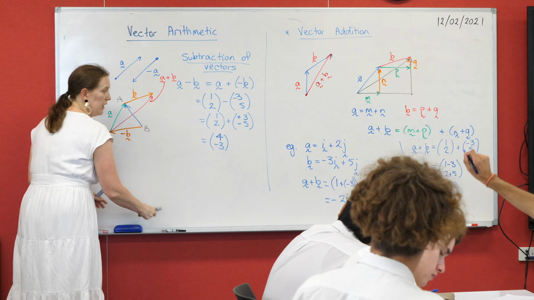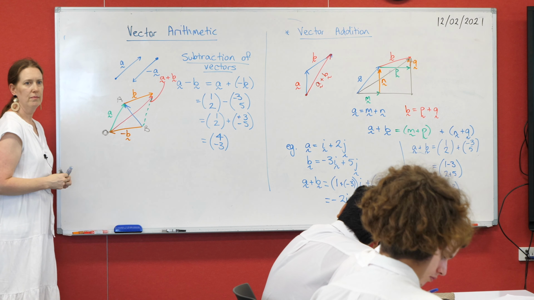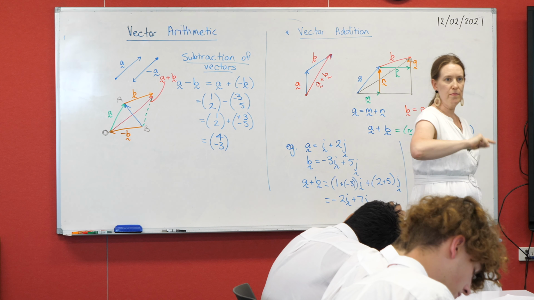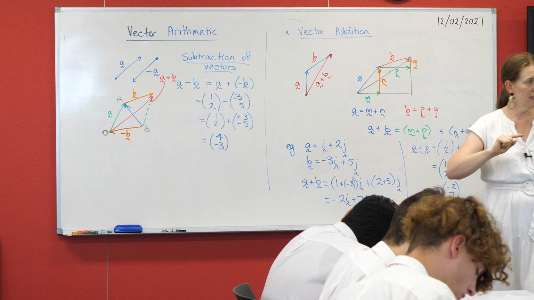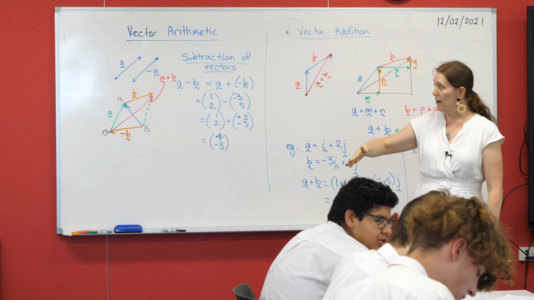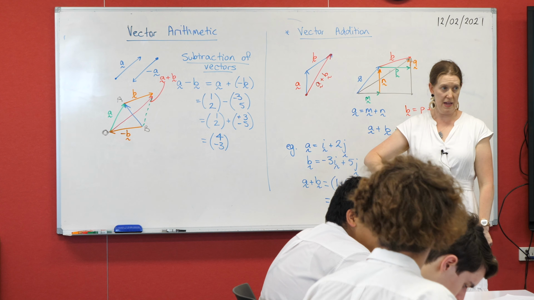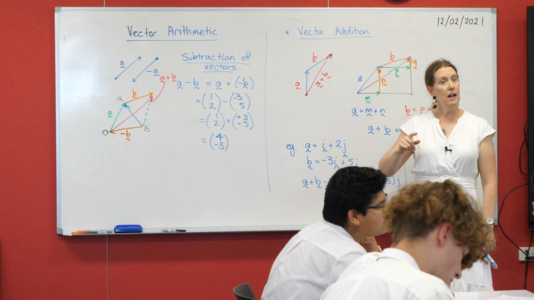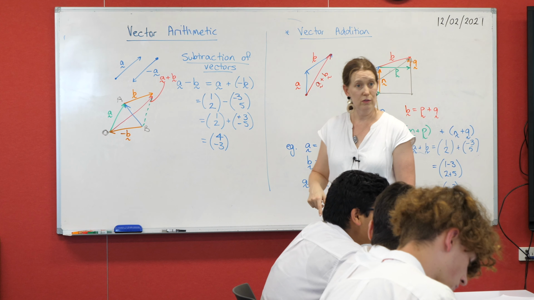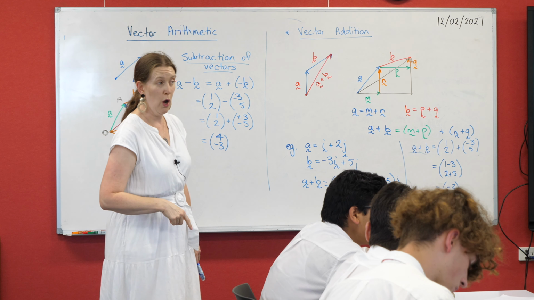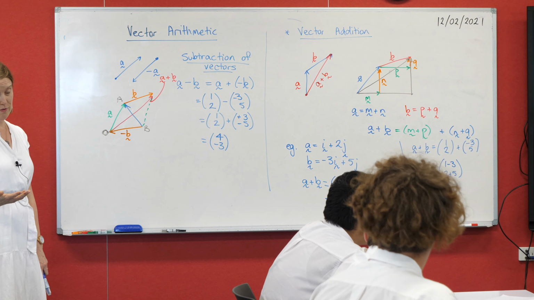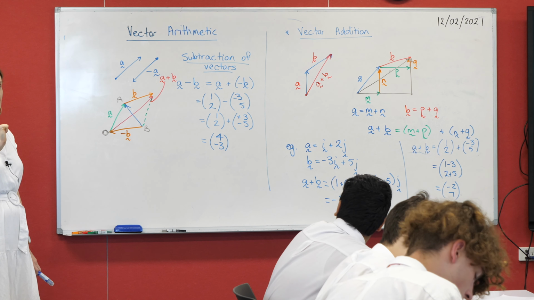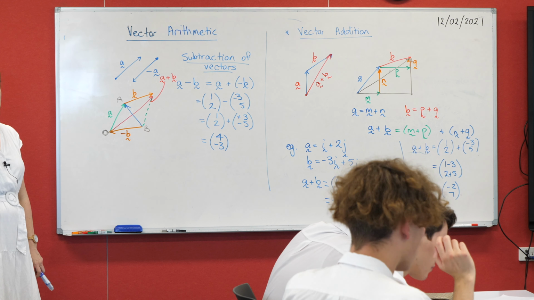Let's have a look at what we've drawn here. What does this shape look like? A parallelogram. Notice one of the diagonals of my parallelogram is A plus B, and the other diagonal of my parallelogram is A minus B. A plus B, A minus B. Are the diagonals of a parallelogram equal? No? Are there certain parallelograms for which they are equal? Which parallelogram has equal diagonals? Squares? Rectangles?